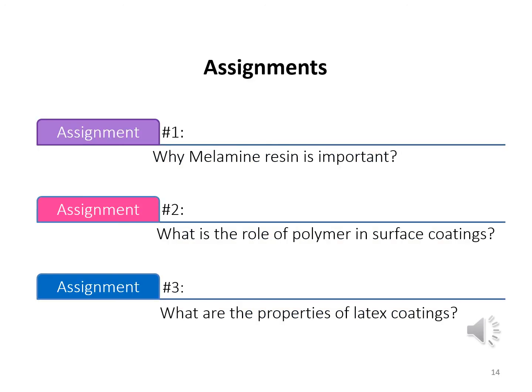Assignments. Assignment number 1 is why melamine resin is important. Assignment number 2 is what is the role of polymer in surface coatings. Assignment number 3 is what are the properties of latex coatings.